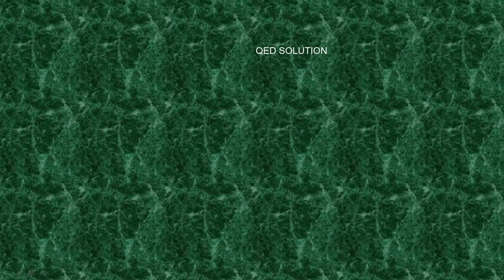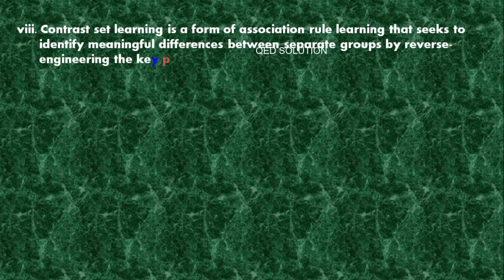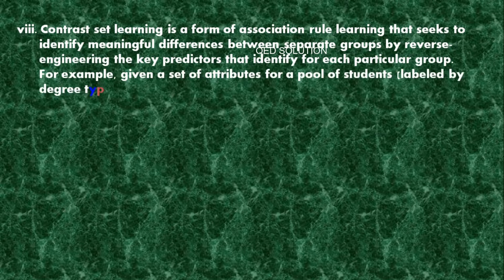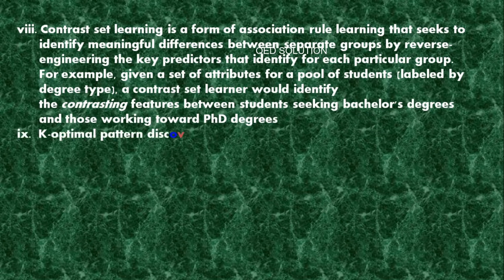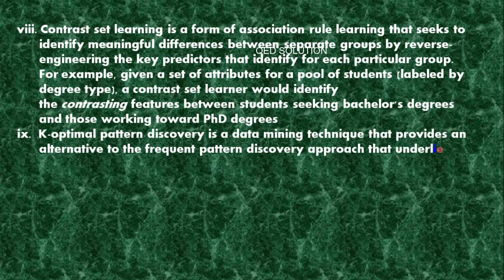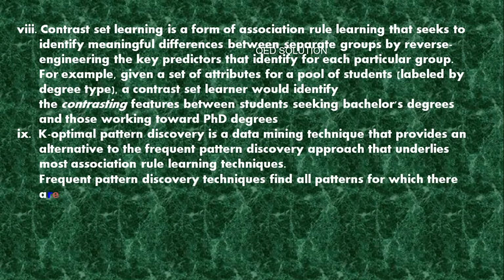8. Contrast set learning is a form of association rule learning that seeks to identify meaningful differences between separate groups by reverse engineering the key predictors that identify each particular group. For example, given a set of attributes for a pool of students, labeled by degree type, a contrast set learner would identify the contrasting features between students seeking bachelor's degrees and those working toward PhD degrees.